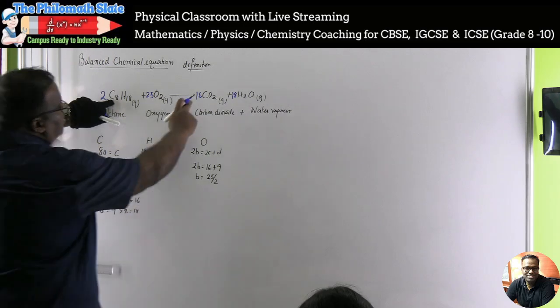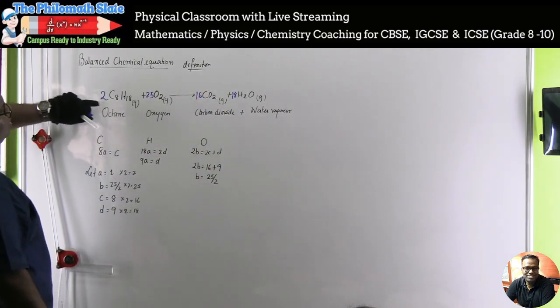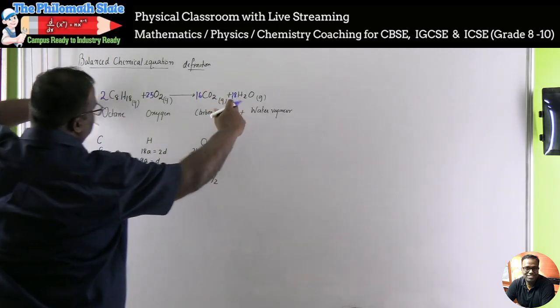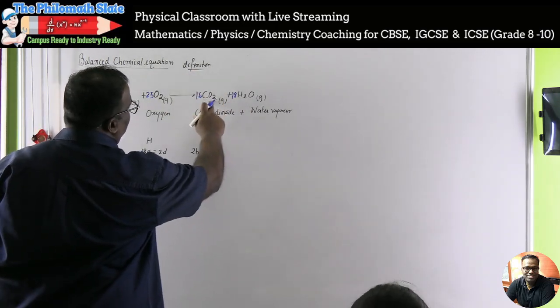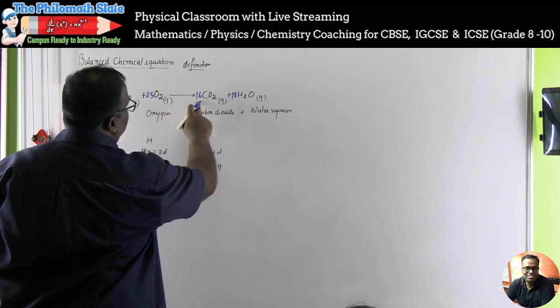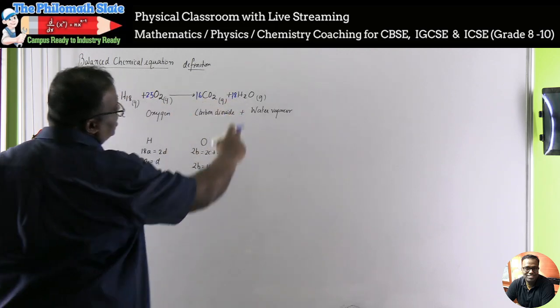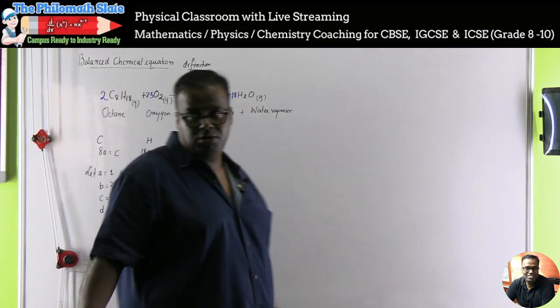Now just have a quick check. Carbon 16, carbon 16 balanced. Hydrogen 18 into 2 is 36, hydrogen 18 into 2 is 36 balanced. Oxygen 50. And sorry, 25 into 2 is 50. 16 into 2 is 32, and 32 plus 18 is 50. एक मिनट भी नहीं लगा देखो.